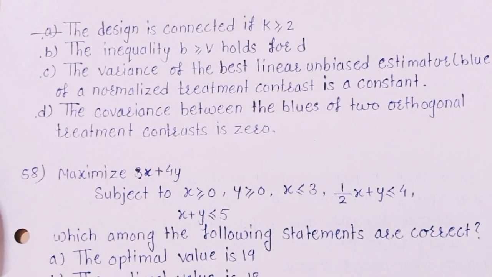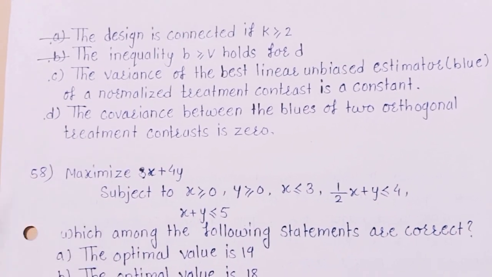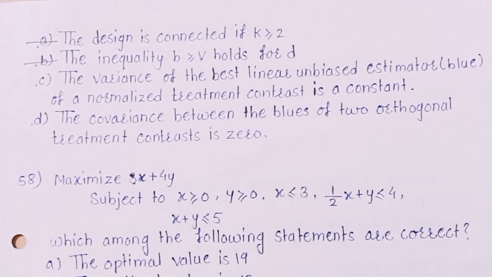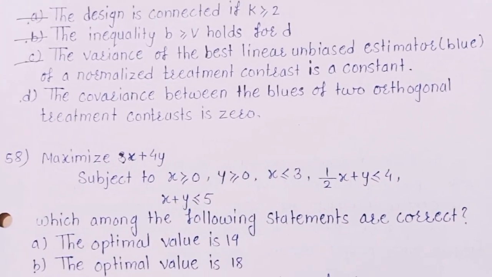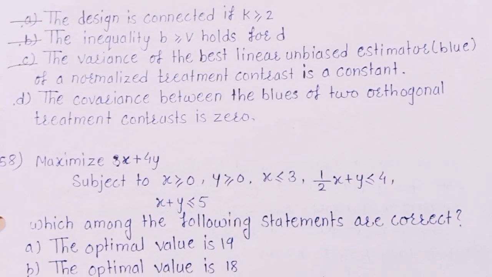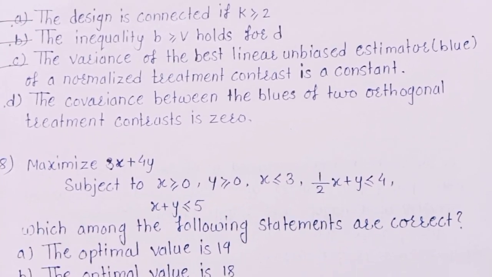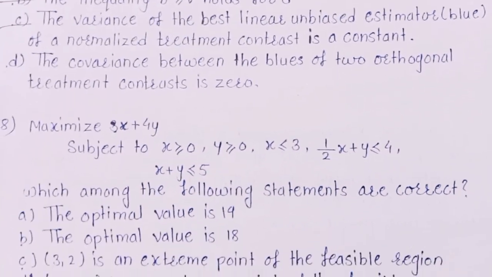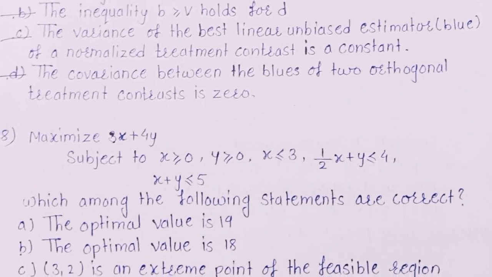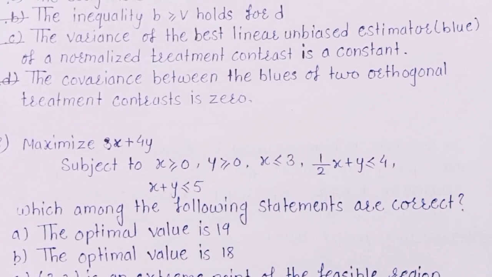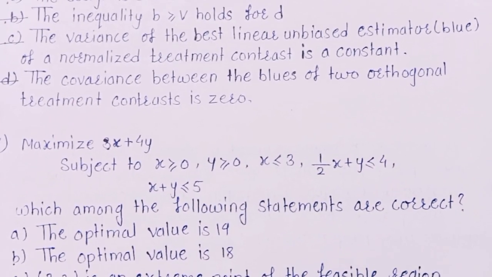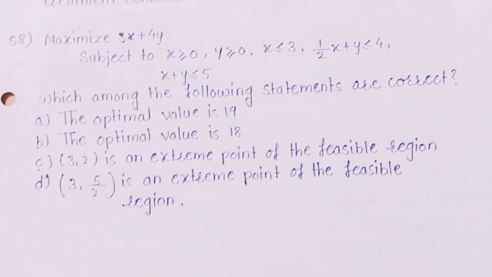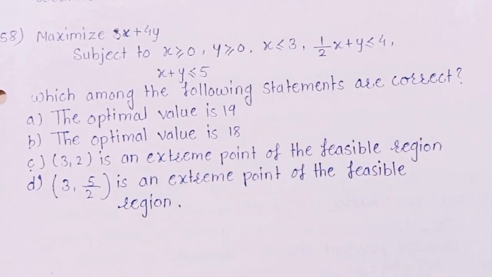Option A is correct: the design is connected if k is greater than or equal to 2. B option is also correct: the inequality b greater than or equal to v holds for the design. C option is also correct: the variance of the best linear unbiased estimator (BLUE) of a normalized treatment contrast is a constant. D option is also correct: the covariance between the BLUEs of two orthogonal contrasts is 0. A, B, C and D are all correct.